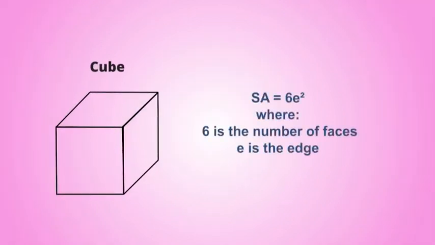Cube. For a cube, we simply take the area of one of the faces and multiply it by 6. That's SA equals 6e squared, where e is the edge. The formula e squared is the same as the area of the square because the face of the cube is a square. Let's try and use the formulas we just learned and apply them to word problems.